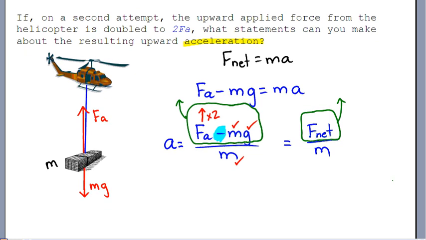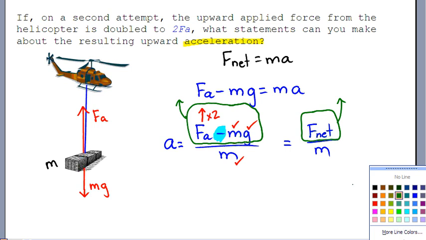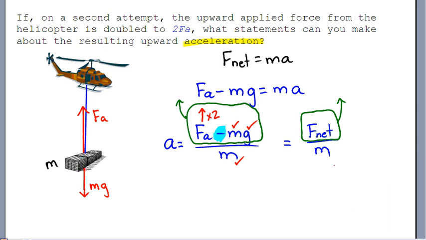But we can still make a comment about the acceleration being better than before, because the mass didn't change, and that numerator did. So the acceleration will grow. I just don't know by what factor. So I would just say, A increases. But sometimes you got to know when to stop talking and not say anything more. And here we just don't know by what factor it increases.